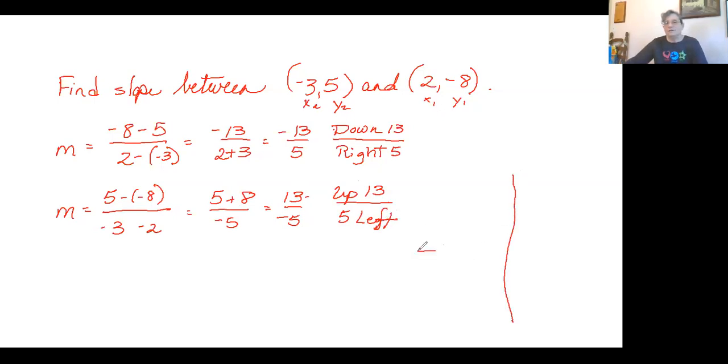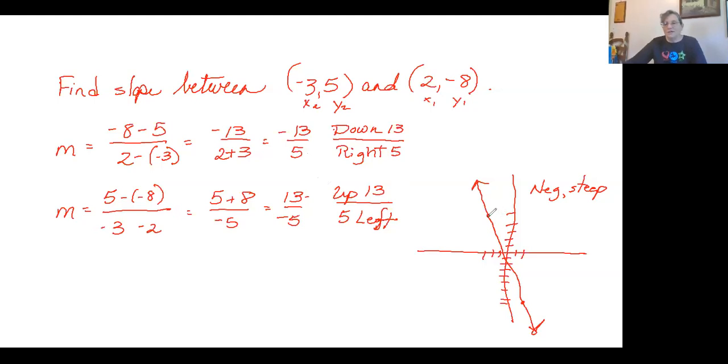Well, let's kind of take a look at these points. (-3, 5) is about here. (2, -8) would be about here. So this line is going like this. Definitely has a negative slope, fairly steep. Basically anything bigger than 1 would be a steep slope. 13 over 5 is definitely bigger than 1.